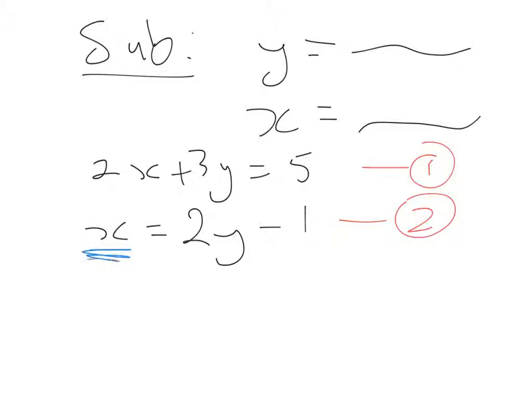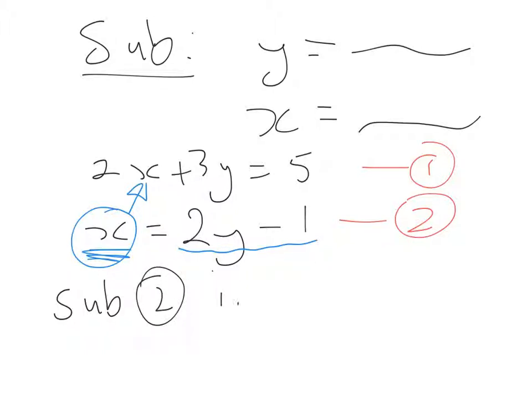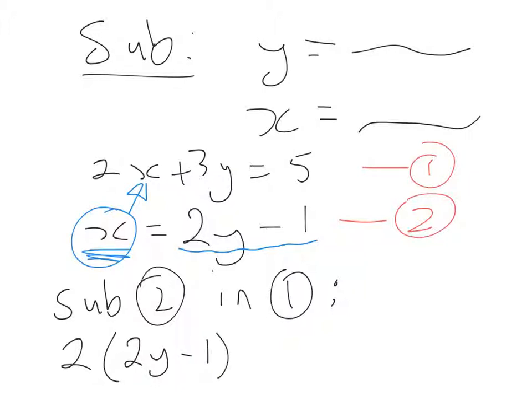One of them tells me what x is. So what we're going to do is take this x and replace it. Now I know that x equals 2y take away 1, so I am going to sub 2 in 1. What happens when I do that? Well, this is 2x, so it's two lots of what x is, and x is 2y take away 1. And we add the rest of that equation.